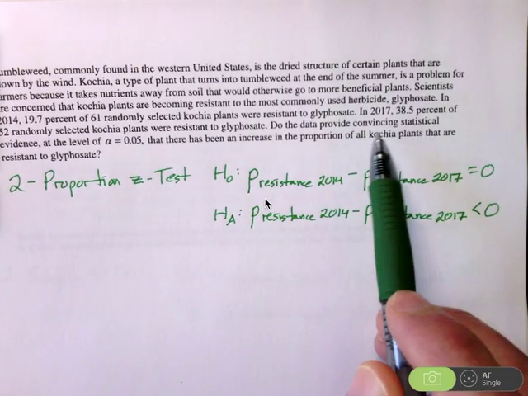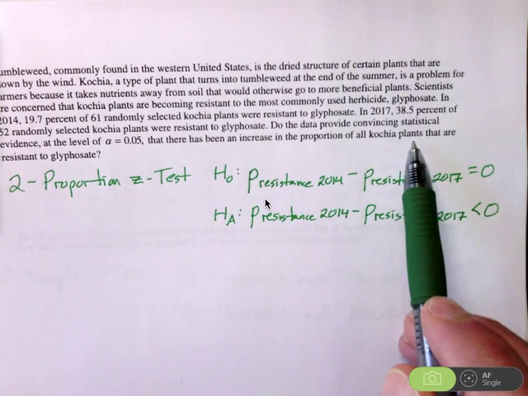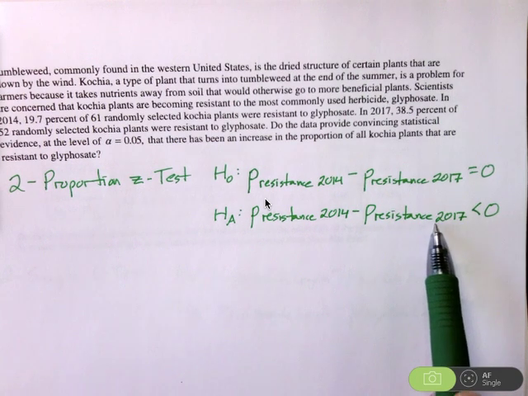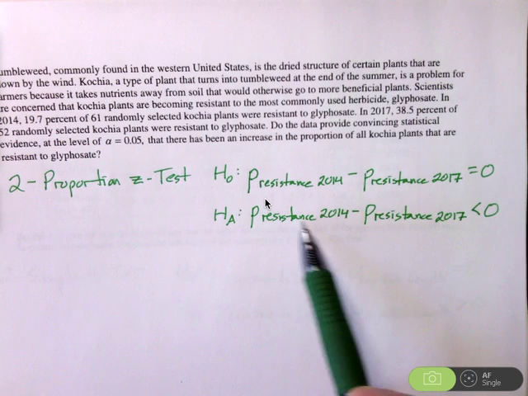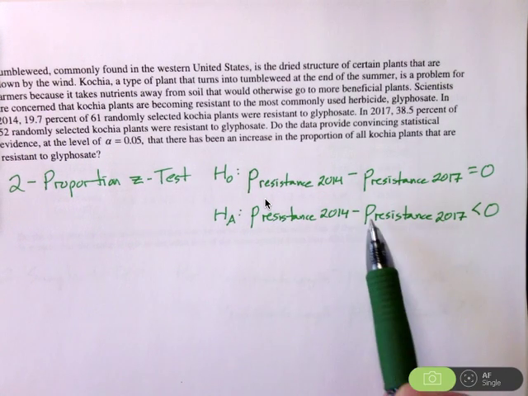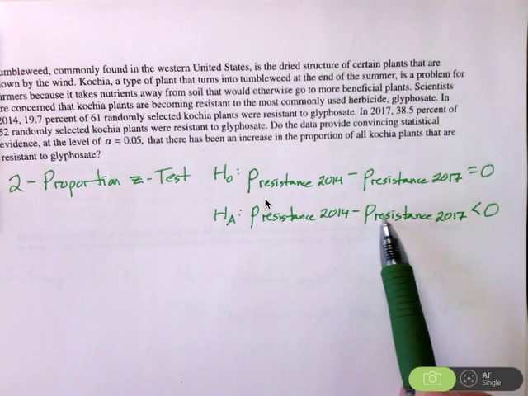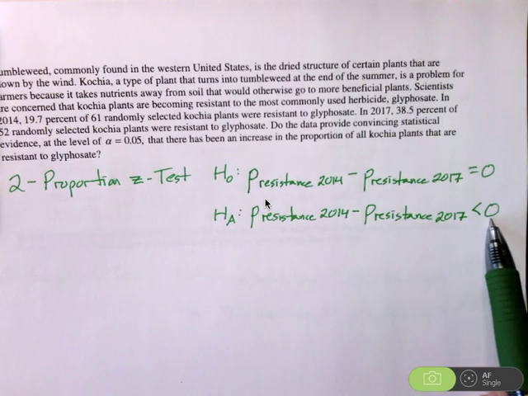So notice we're looking for evidence of an increase in the proportion of plants that are resistant. So an increase from 2014 to 2017. An increase would mean that the proportion of resistance in 2014 is lower and the proportion of resistance in 2017 is higher. So if this second proportion is higher, we would be looking for evidence of a negative difference between these two parameters. So this should be specified as a less than alternative.